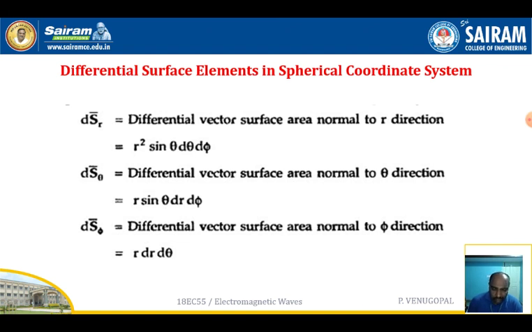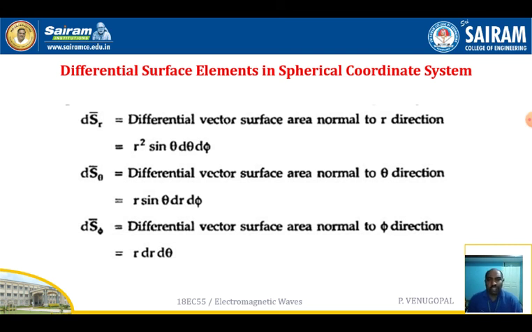And similarly we can convert spherical to Cartesian: r is equal to the square root of x square plus y square plus z square, theta is equal to cos inverse of z divided by the root of x square plus y square plus z square, and similarly phi is equal to tan inverse of y by x. This is the conversion between the spherical coordinate system and the Cartesian coordinate system.